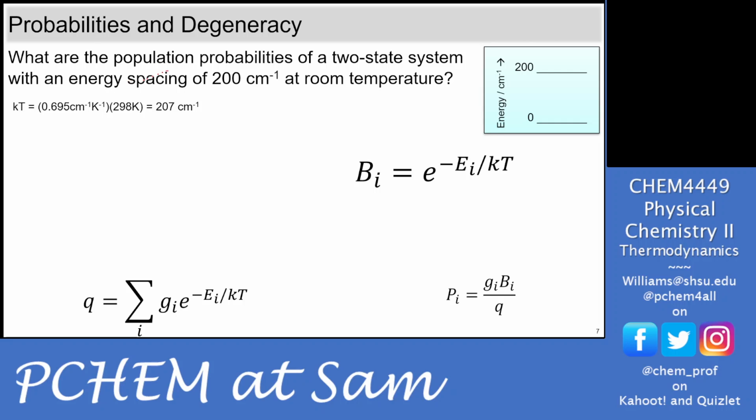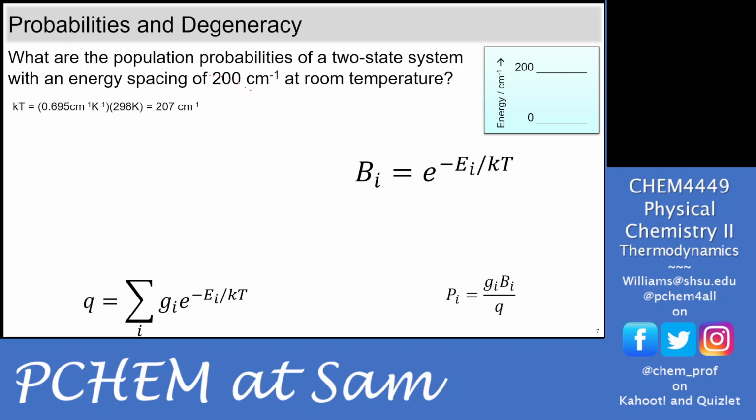Okay. So what are the population probabilities of a two-state system with an energy spacing of 200 wave numbers at room temperature? So you've got to understand all the different parts. So a two-state system is nice. We just have two quantum states that we have to deal with. You have a ground state and an excited state. And it typically will tell you some sort of information about the energy spacing. Now, in this case, it's in wave numbers. It could be in joules. Sometimes it's in temperature. Okay, and so we'll deal with that one later.